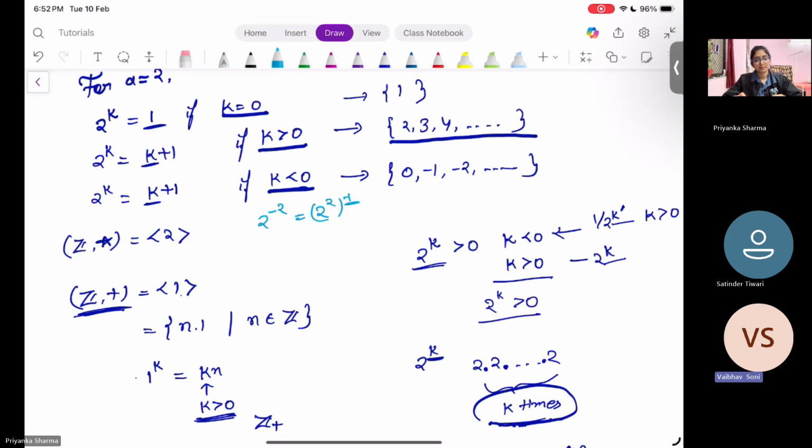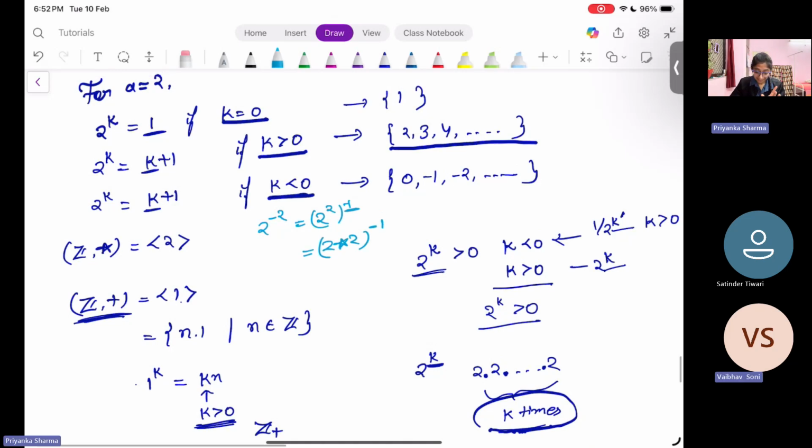See, don't write it as 4 inverse. This is what I was saying repeatedly: this is not 4 inverse. I mean, this is the star inverse of 4, and this inverse is not the reciprocal.